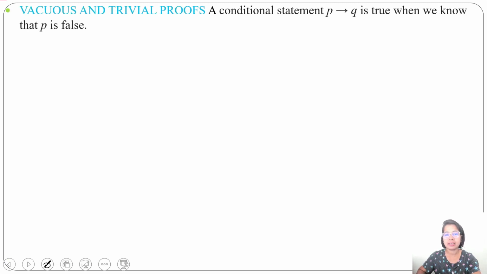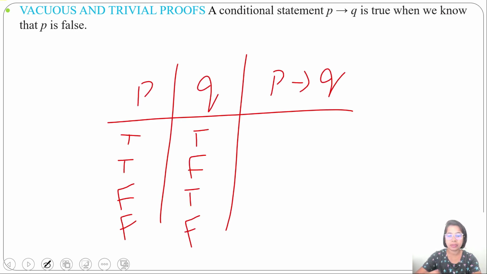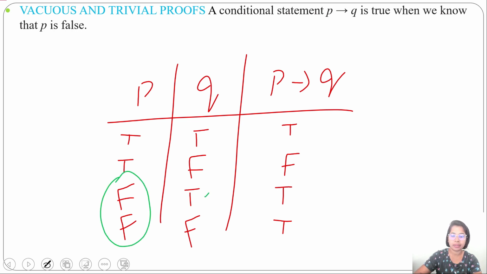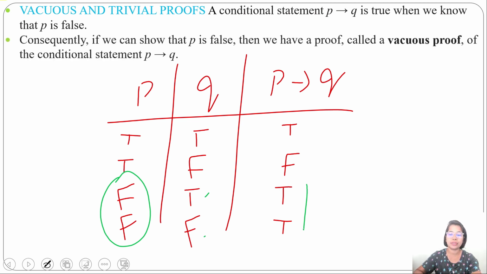Next, vacuous and trivial proof. A conditional statement P implies Q is true when P is false. We already know the truth table of implication. So P implies Q is false when P is true and Q is false, and the rest it is true. So when P value is false, whatever the Q value, whether true or false, P implies Q is true. So that's all about vacuous proof. We try to prove that P is false. If P is false, then P implies Q is true.